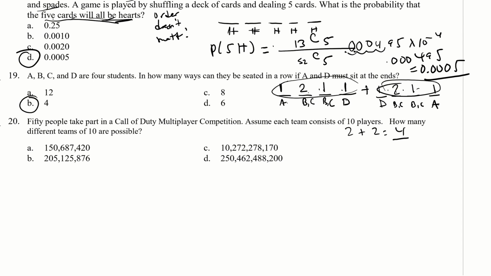And you can list out those ways if you want, and you'll see that there's 4. It's easy to list them out, right? We just kind of listed them out already. Let's list them out. So we get A, B, C, D. We can get A, C, B, D. We can do D, B, C, A, or we could do D, C, B, A. And you can see that there's only 4 ways for A and D to sit at the ends, okay?